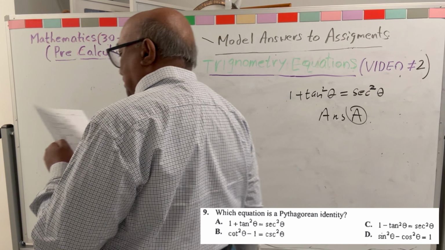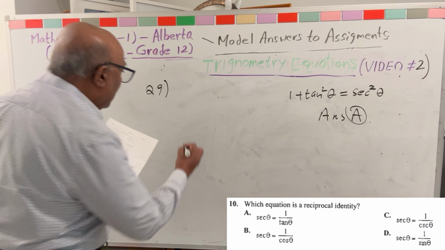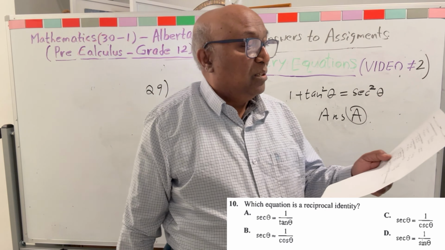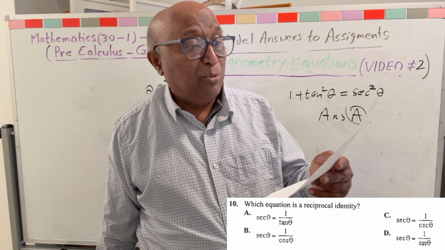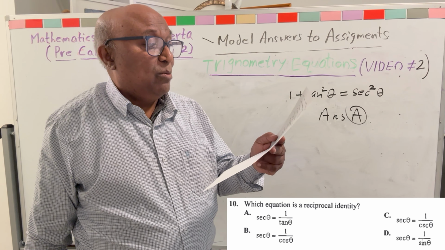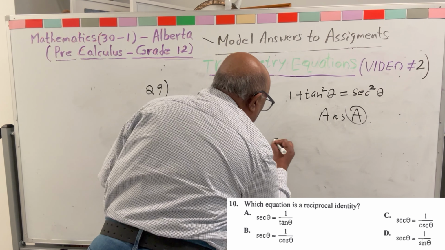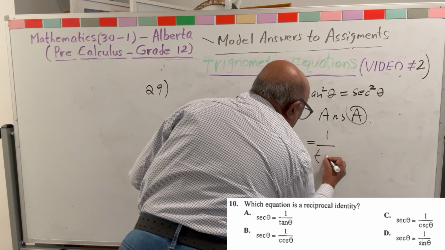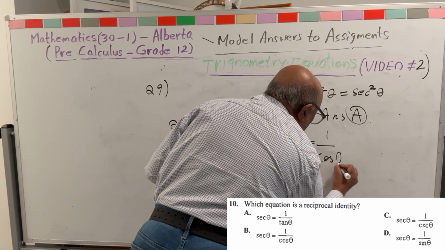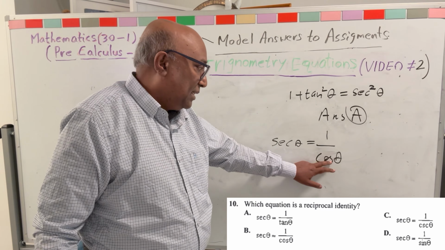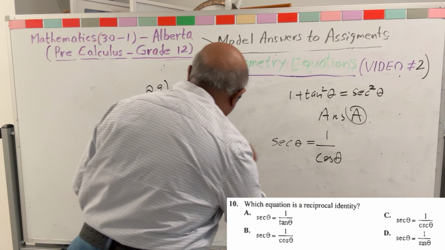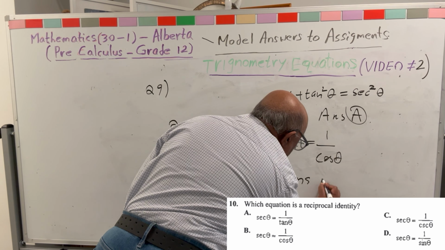Okay, let's stop that. Question number 10 also I have to discuss at the same time. In question number 10, which equation is a reciprocal identity? A, secant theta equals 1 upon tan theta, that is false. B, secant theta equals 1 upon cos theta. Yes, we can stop. That is the right answer. Sorry, I wrote this by mistake. This was tan, that's not cosine. Secant theta equals 1 upon cos theta is the right answer. So for question number 10, the answer is B.